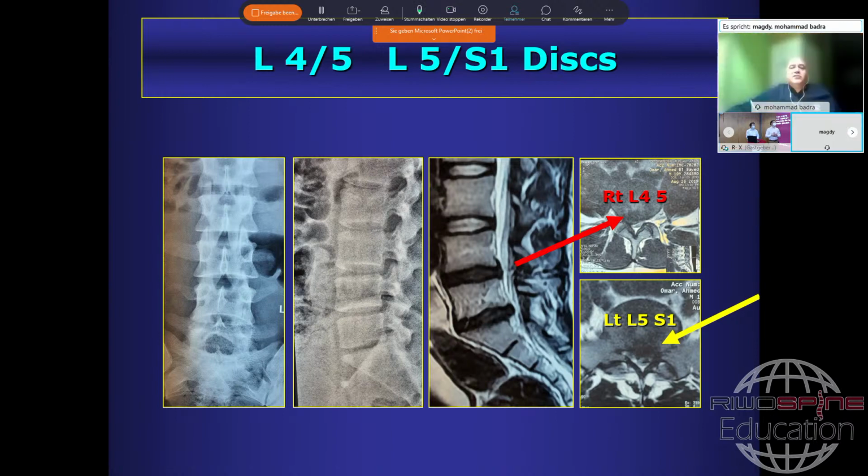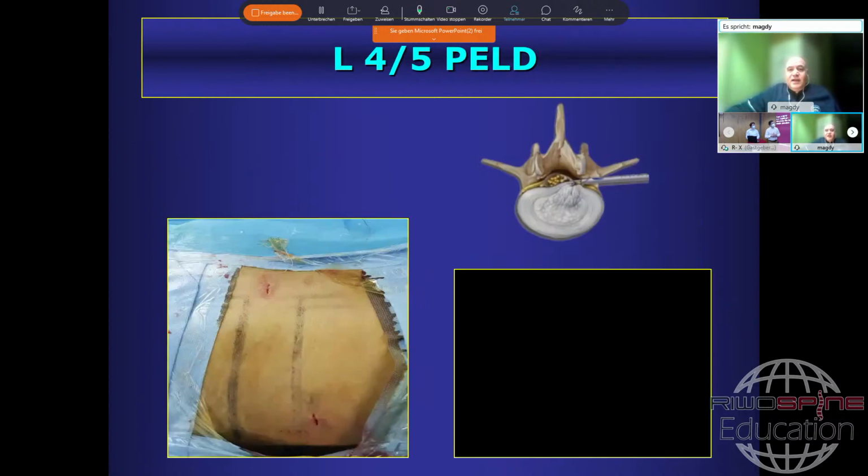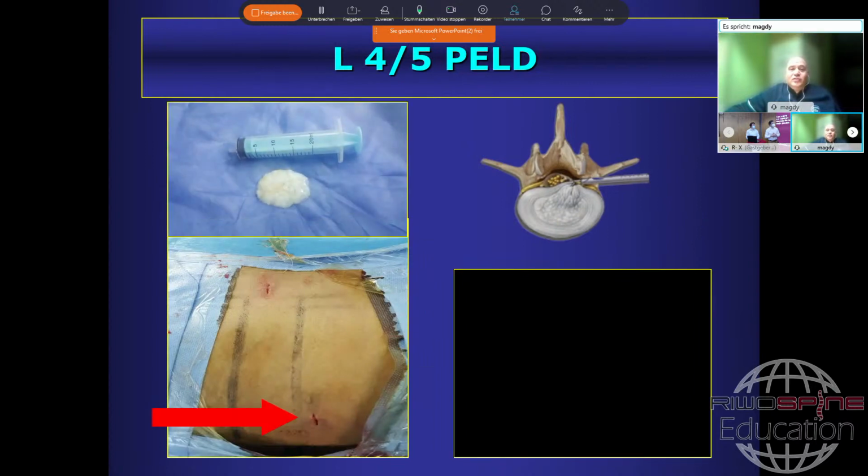This is a case similar to Dr. Badra's case. This is a young man, I think he was 18 or 19 years old. He had also an L4-5 disc and an L5-S1 disc, both levels. Actually, in this case, I decided to do like Dr. Badra. I prefer to do the L4-5 transforaminal.